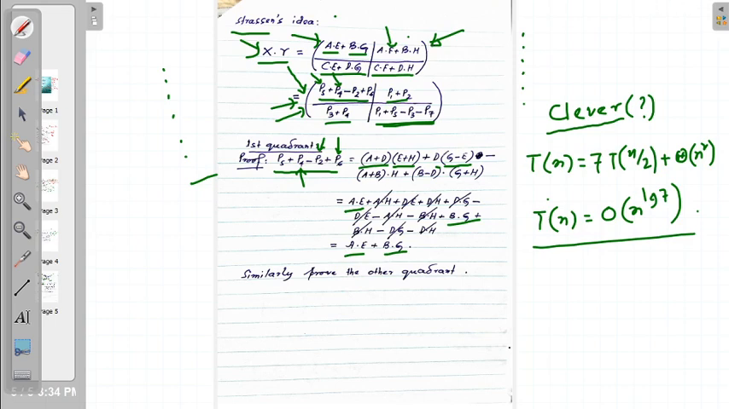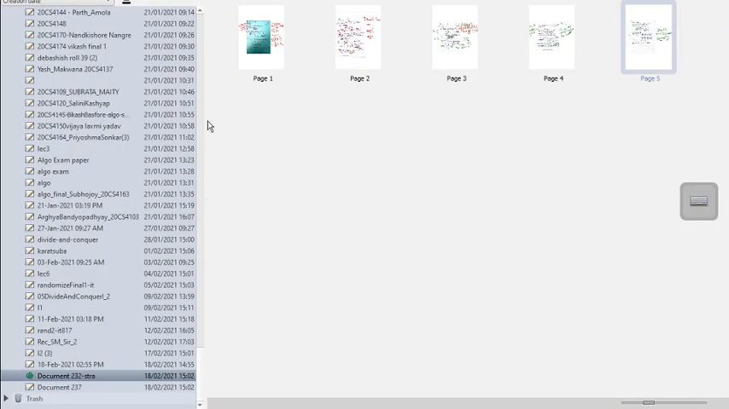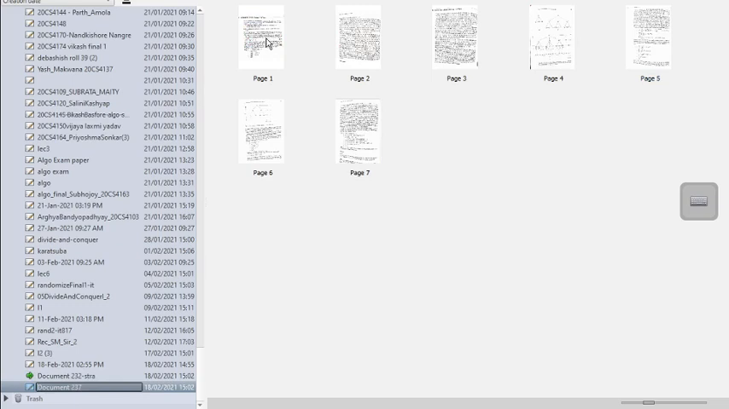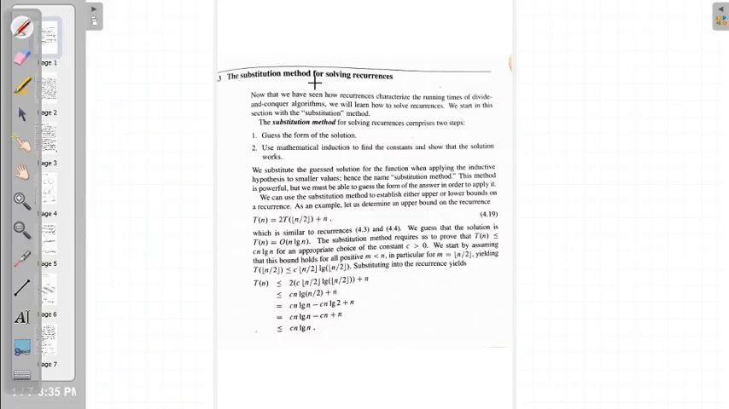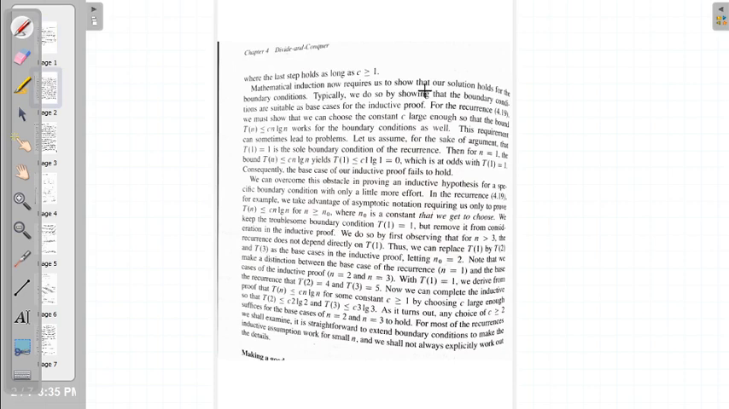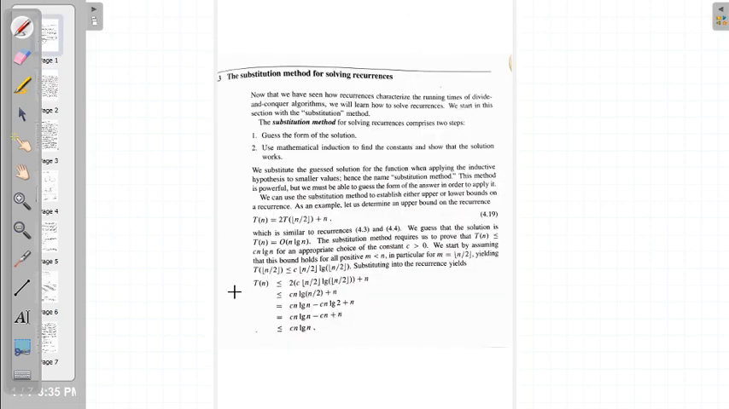For the few minutes remaining, I can start the recursion tree now. Before going to the recursion tree, one thing we have to discuss is this: whenever we solve a recurrence T(n) in the substitution method, we have to guess a solution. T(n) equals order of n log n, and then we have to prove that T(n) is less than or equal to C times n log n.